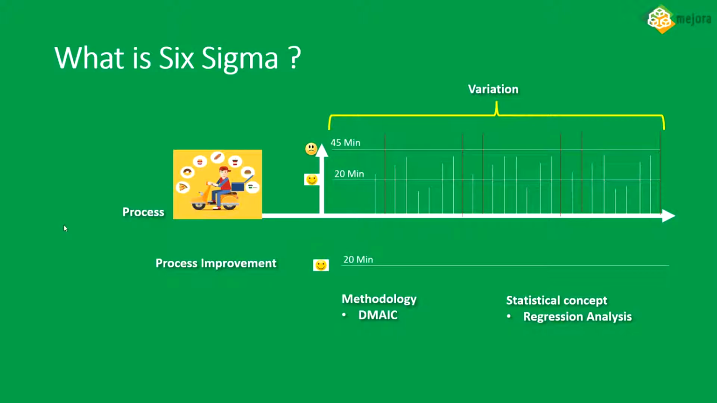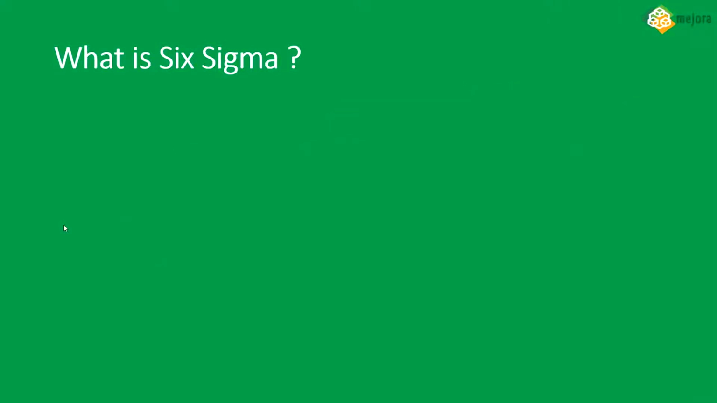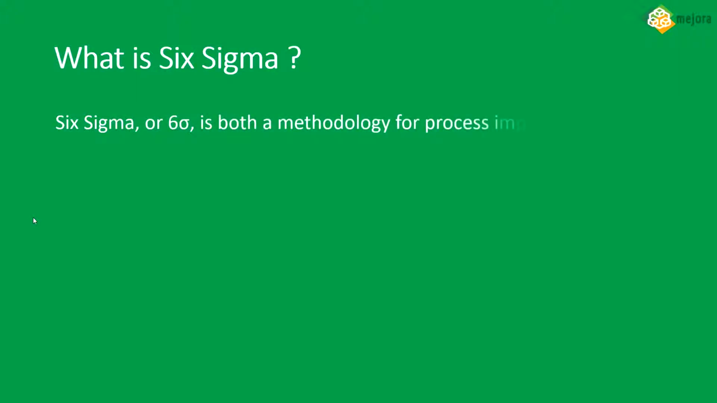Talking about methodology, we can use the DMAIC methodology, define, measure, analyze, improve and control, with Six Sigma to improve this process. Within that methodology, a statistical concept can be regression analysis. I hope you are able to relate all this together and understand the definition of Six Sigma. With this, we have completed our definition.